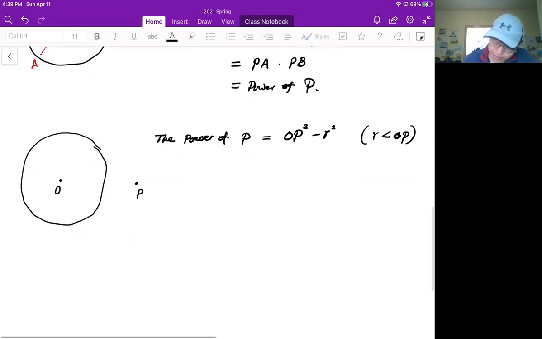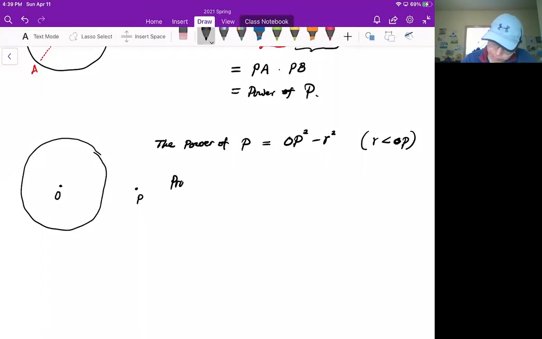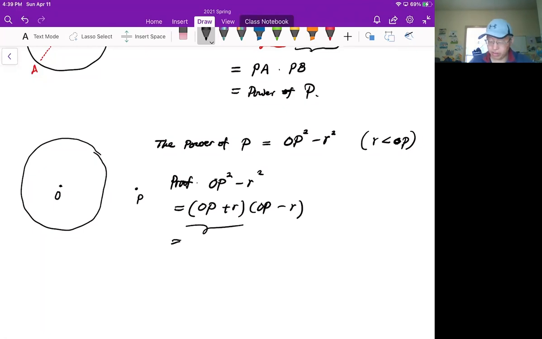Okay, so let's prove that. So first, I'm going to look at OP squared minus R squared. So this is equal to OP plus R times OP minus R. Okay, so what is OP plus R? Well, again, I'm going to connect the OP and make an extension. All right, so suppose this is the intersection point A and the point B, right? You connect the OP and make an extension, so you get two intersection points with the circle.